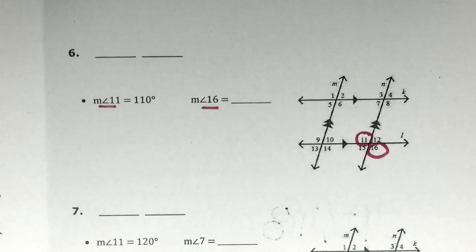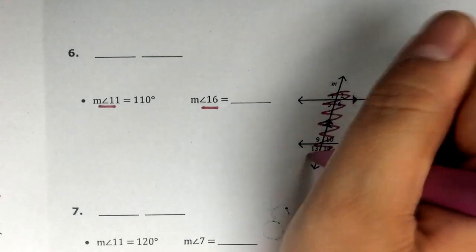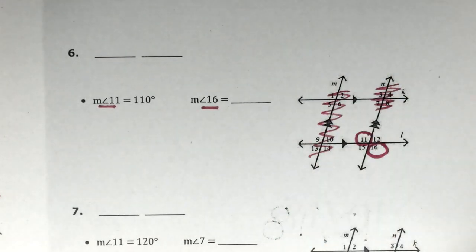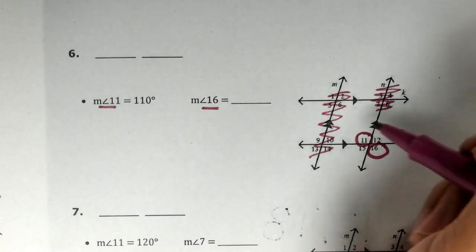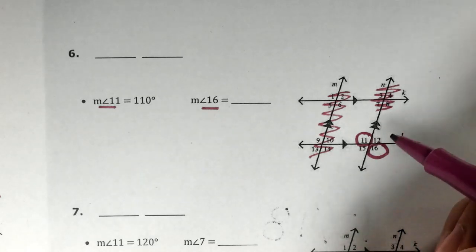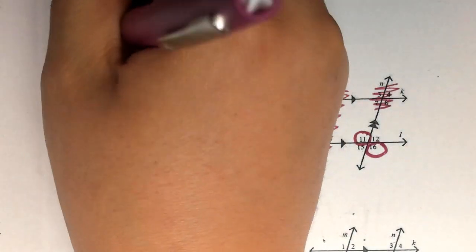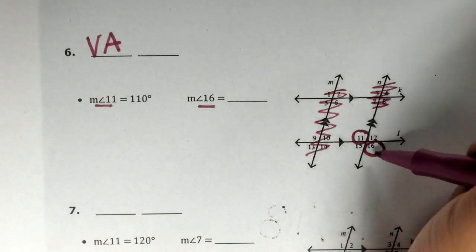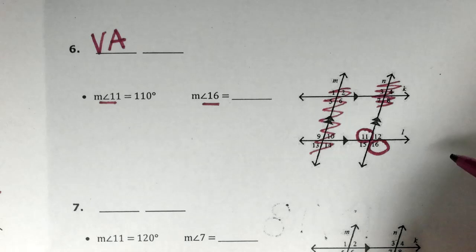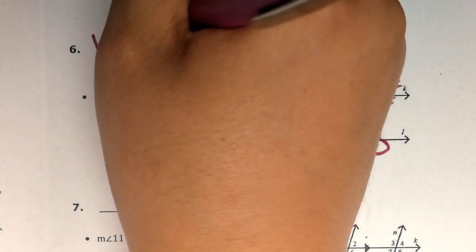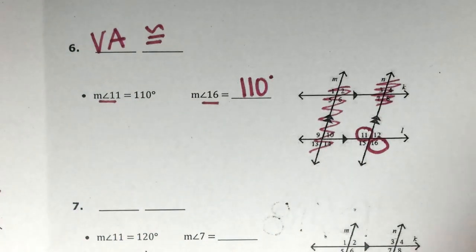What do you notice about 6? What do we notice about 11 and 16 on number 6? It's just the one section. If it's just the one section, are these a linear pair or vertical angles? Why are they vertical angles? They're right opposite across from each other. And what do we know about vertical angles? They're congruent. They are the same. So if angle 11 is 110, then angle 16 is 110. Vertical angles are the same.